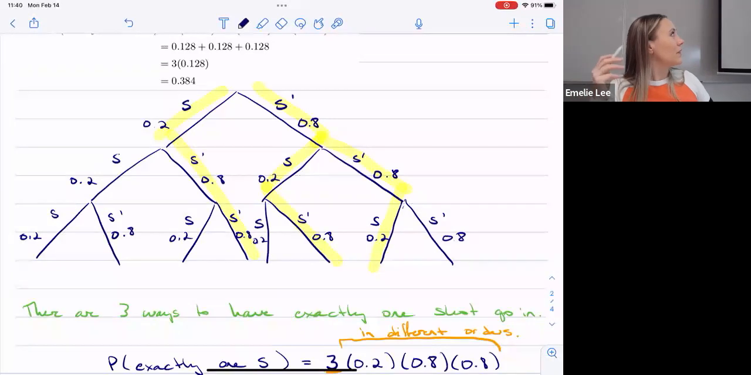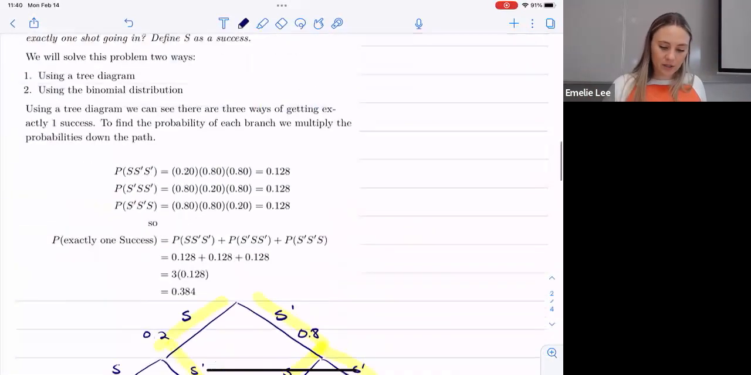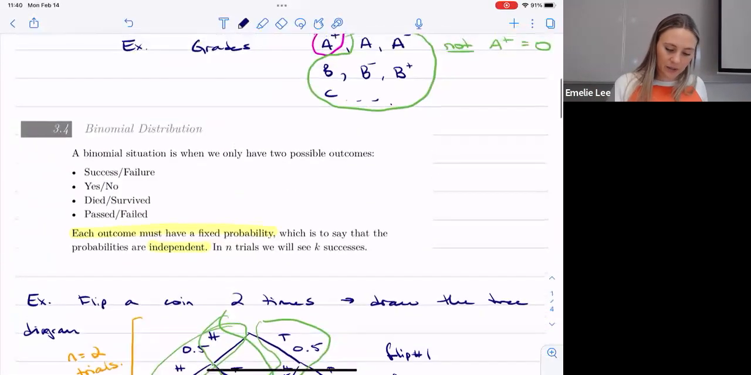But the key part is that all the probabilities have a fixed probability. And so that's why we're able to do this. If the trials were dependent, then we can't use this, right? And so that's one of the assumptions that we have.